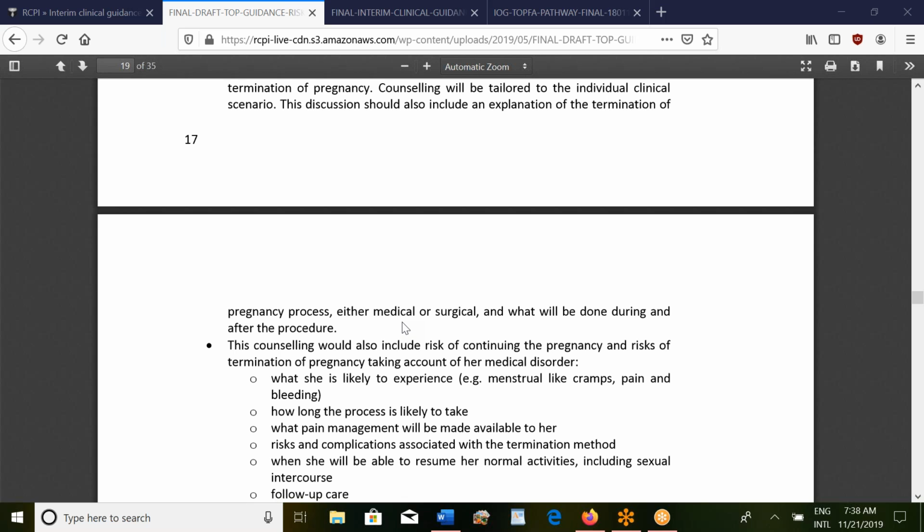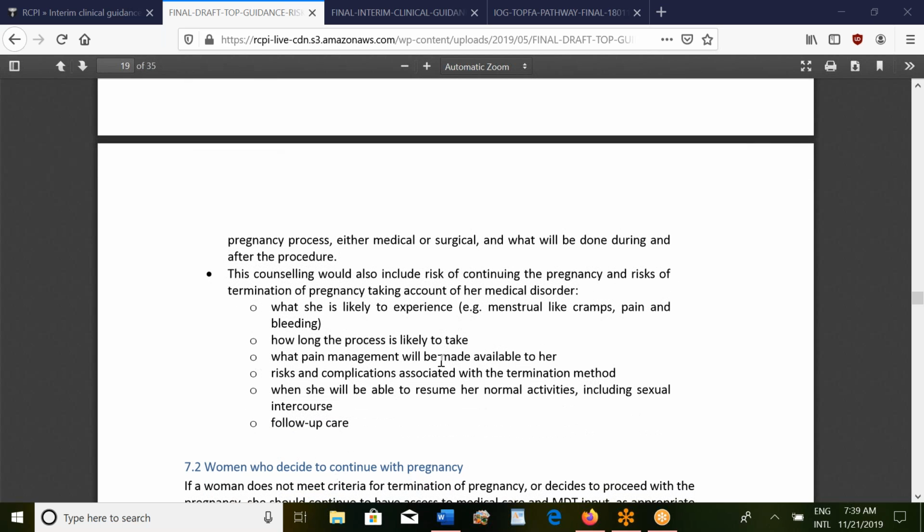Counseling would also include the risks of continuing the pregnancy and the risks of termination of pregnancy, taking account of her medical disorder. If she continues with this pregnancy, what will happen to her? And if she chooses to abort, what will happen? So you are going to talk about both aspects of the care.